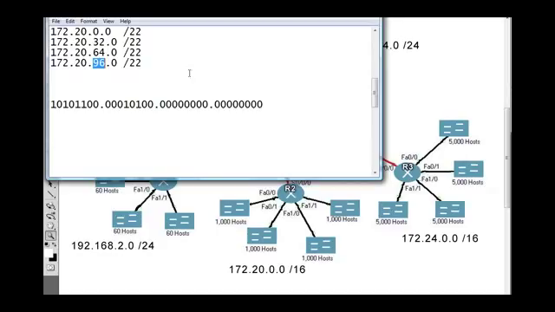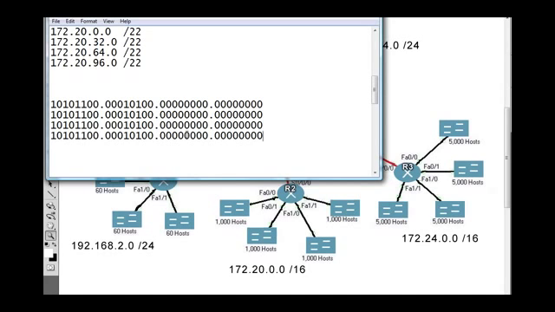So what will be the summary route that R0 will put in its routing table to reach those 4 networks? Well, I've written the first one out in binary here. That's 172.20.0.0. And now I'm just going to copy and paste that. Paste, paste, paste. Alright, so they all have 172.20. And then here come the changes: the 32, the 64, and then here is 96. So now we have these 4 networks written in binary here.